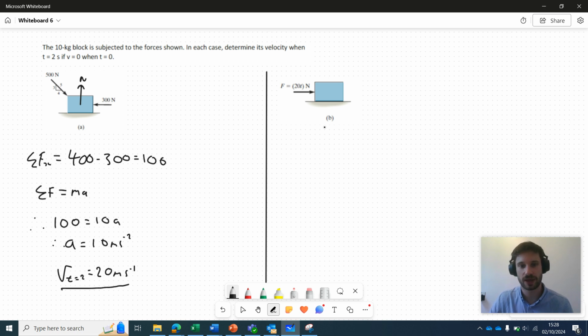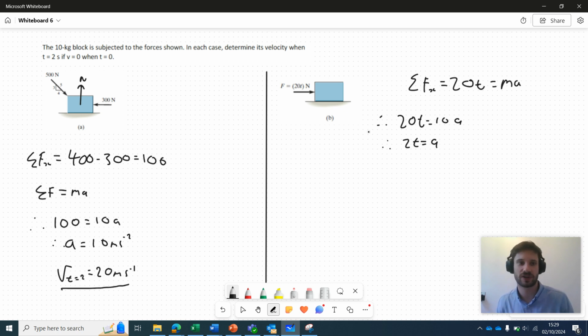So we've got this second problem here where there's this horizontal force acting at 20t newtons. So the force here is a function of time, which is interesting. We introduce this same idea of the resultant force in the horizontal direction, but here we're describing it in terms of t. So we can say the sum of the forces in x is equal to 20t, which is equal to ma, which we covered earlier. Therefore, 20t is equal to 10a. Therefore, 2t equals a.